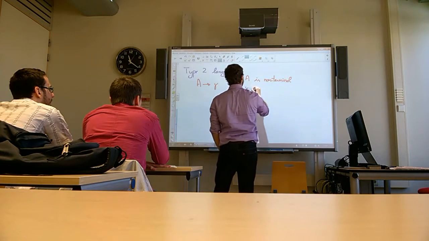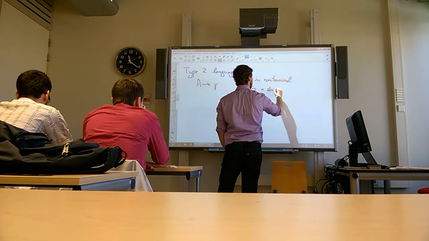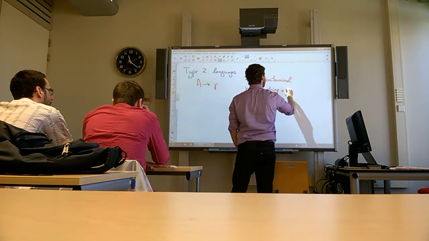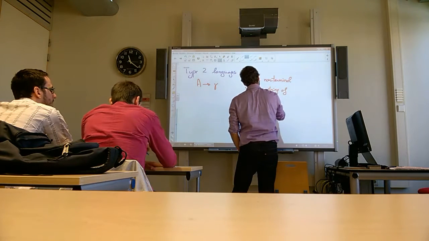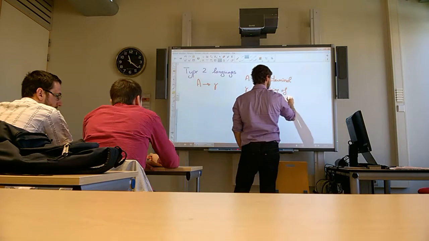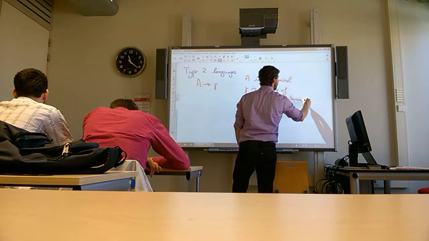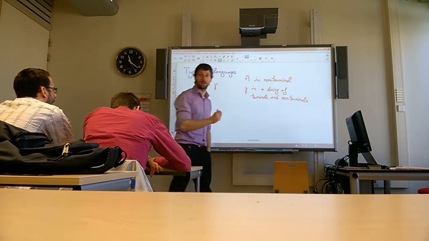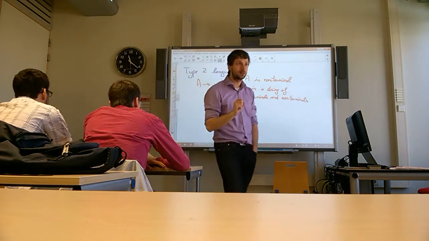Gamma is a string of terminals and non-terminals. Notice that gamma is a string of terminals and non-terminals. So one state, how many states can it generate?